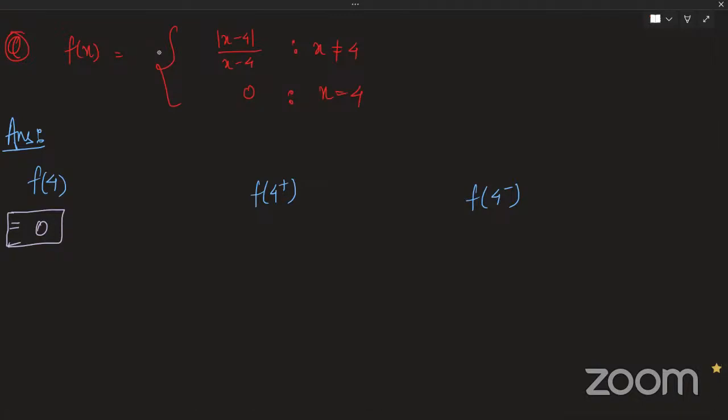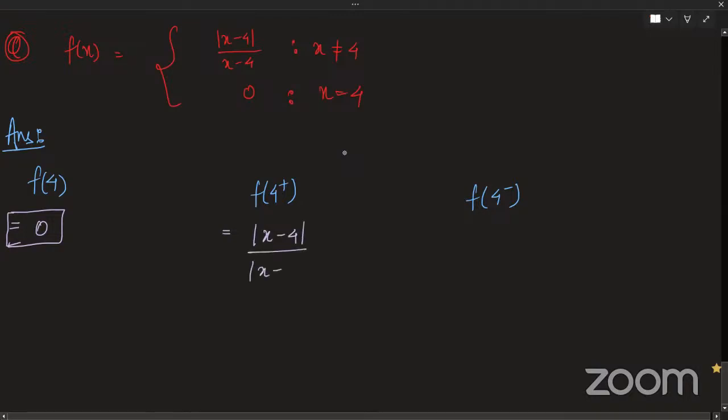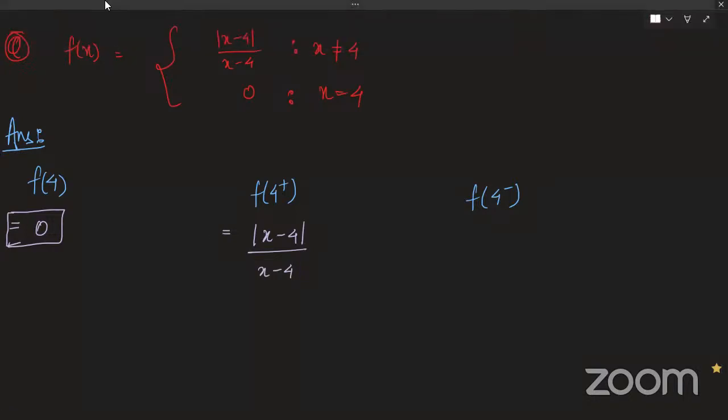Now should we discuss f of 4 plus? Okay. So f of 4 plus. So obviously it will follow the first function, right? It will go for this mod of x minus 4 by x minus 4, right? So it is mod of x minus 4 by mod of x minus 4. Sorry, in the denominator I have x minus 4.